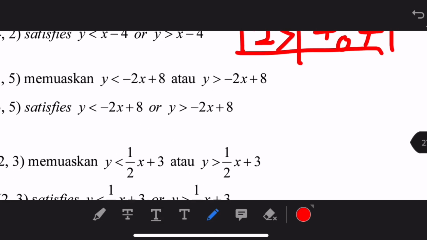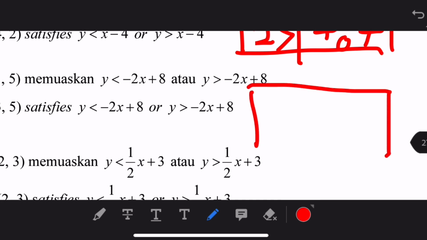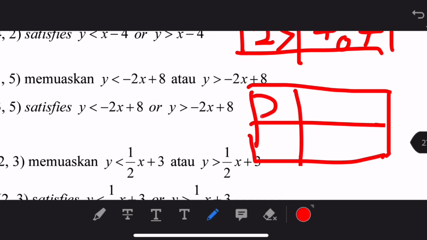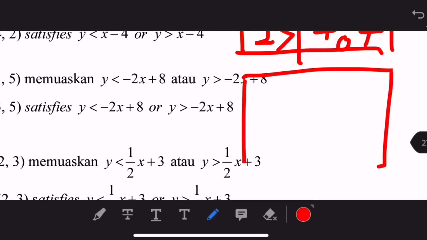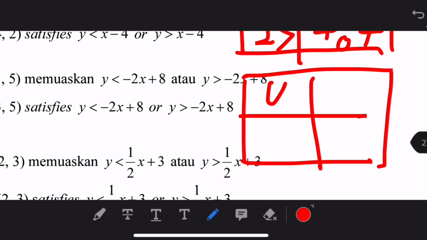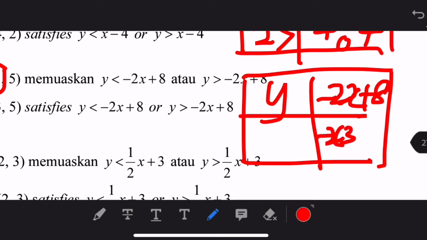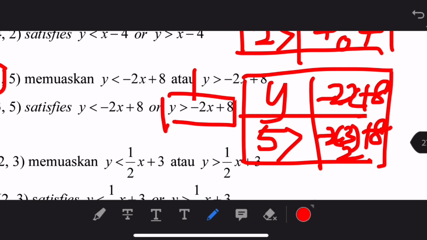Okay, so for this one, we'll use a table again. This is x, this is y. This is y, this is negative 2x plus 8. When x is 3, it will be negative 2 times 3 plus 8, so it's 2. So 5 is more than 2. So again, we will choose this answer.